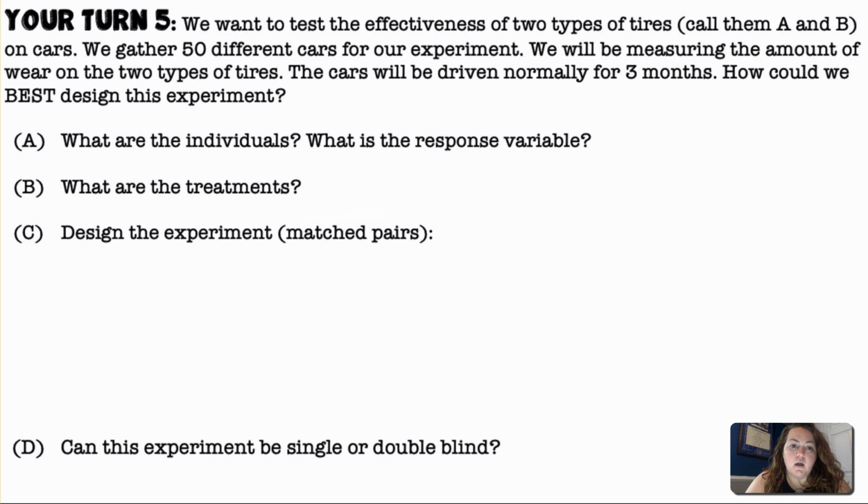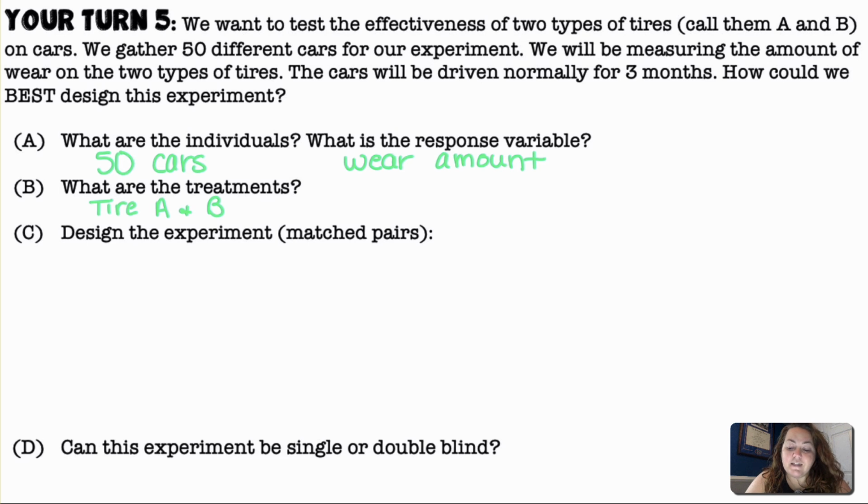Okay, your turn 5. We want to test the effectiveness of 2 types of tires, call them A and B, on cars. We gather 50 different cars for our experiment. We will be measuring the amount of wear on the 2 types of tires. The cars will be driven normally for 3 months. How could we best design this experiment? So, what are the individuals and what is the response variable? So, 50 cars are our individuals. My response variable is the wear amount on the tires. What are the treatments? Tire A and tire B.